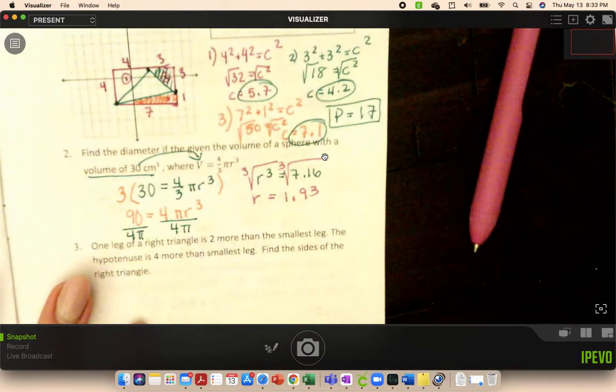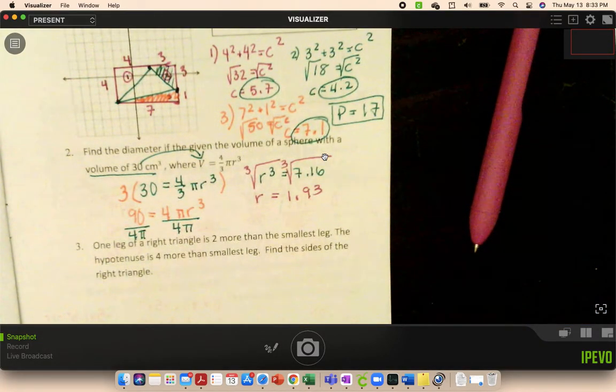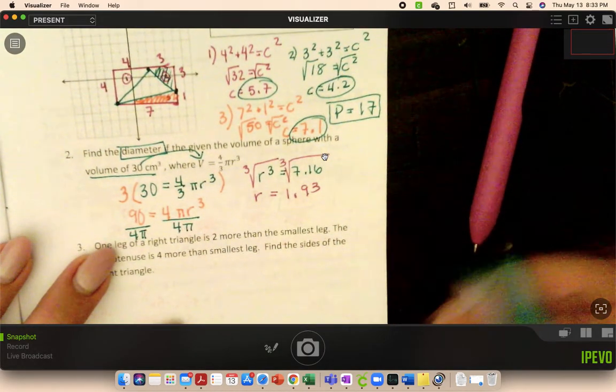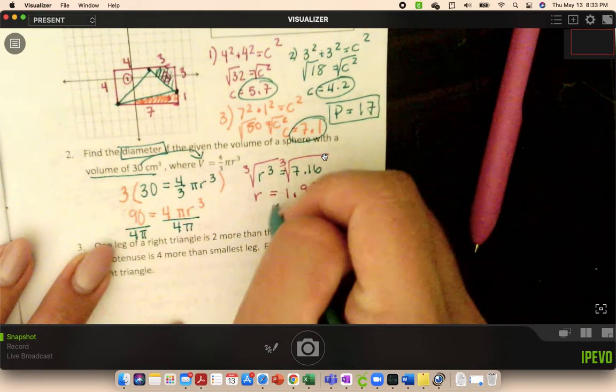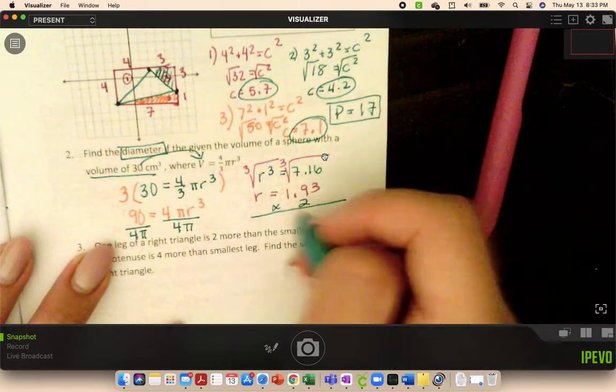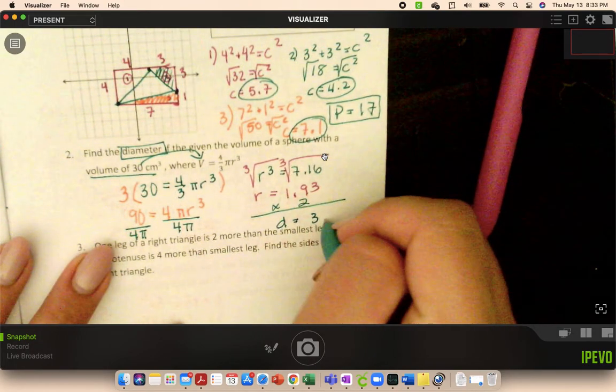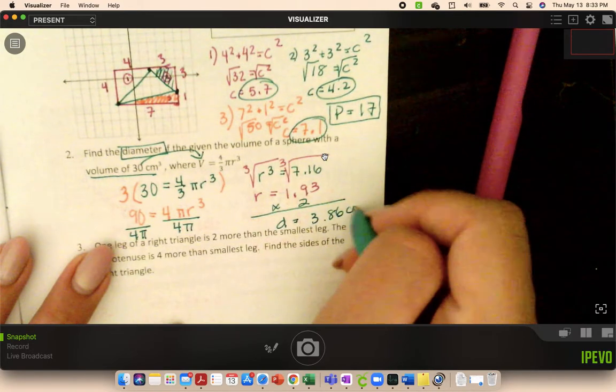Now, I've told you to be very careful of reading directions because we're going to get distracted. It's saying find the diameter. Radius is half the diameter, so we need to multiply this by 2 in order for me to get that the diameter is 3.86 centimeters.